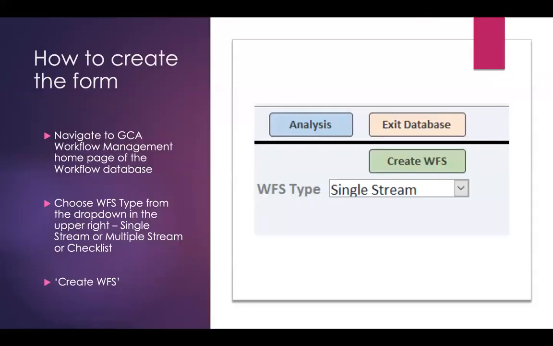And so now getting into the practical side, how to create this form and what it looks like. You will be doing this from the workflow database. It's an Access database, and you'll want to navigate to the GCA workflow management page within that database. To create a workflow sheet, you will select the workflow sheet type from the dropdown in the upper right, which will be either single stream, multiple stream, or checklist, and then click Create Workflow Sheet.